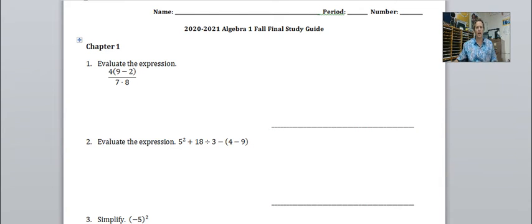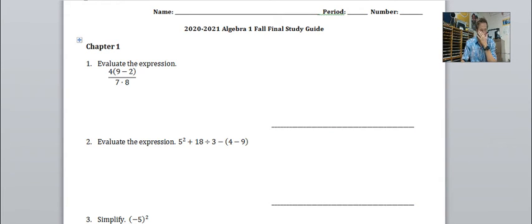Alright, so this is the study guide for algebra, and we're going to go through 1 through 36. I'm going to try and go through each of the problems, but because there are so many of them, I'm trying to go through as fast as possible. So if you are confused at all, please make sure that you ask when you come back to school.